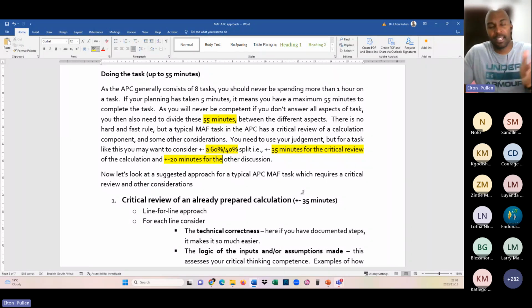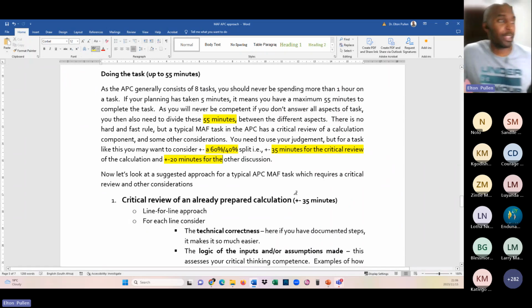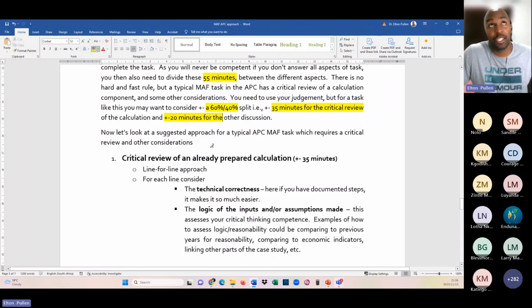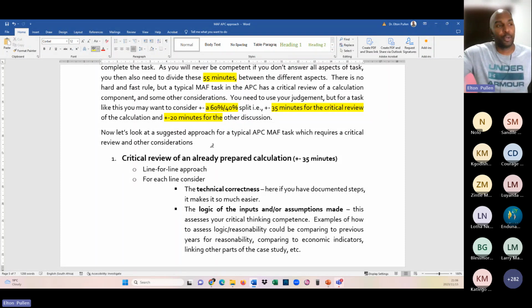It's basically the APC's equivalent, I would think, of back when you wrote ITC, where you multiplied by 1.5 minutes a mark to give you a sense of how much time you were spending. I think obviously here there's more judgment, but hopefully this is going to be helpful. Okay, so now remember, we don't know what's coming on the day, so this is just a suggested approach for a typical APC task in form of math, which is normally to critically review a calc with an add-on of other considerations.